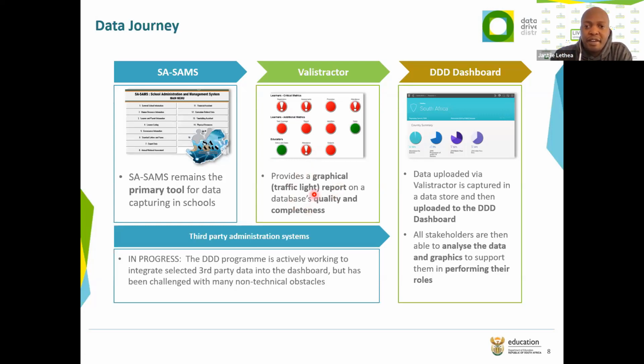And then from here, we have the dashboard, which is the data that is uploaded via the Valistractor and captured in a data store and then uploaded to the DDD dashboard. It is uploaded via the Valistractor. And then here, all stakeholders are able to analyze the data and graphics to support them in performing their roles. Remember, I said here, your data on SASMs is still raw.